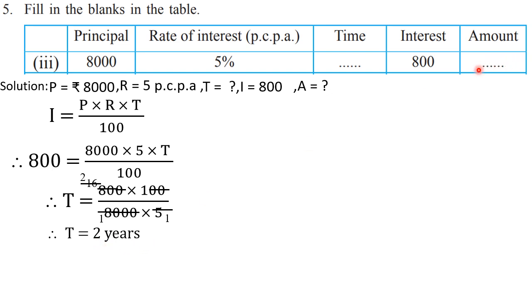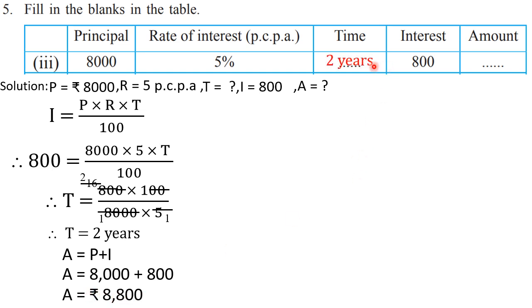Now, what we have to find? We have to find the amount. So, amount is equal to P plus I. So, A is equal to P, which is how much? 8,000 plus, and interest is 800. So, 8,000 plus 800, it will be amount is equal to 8,800 rupees. So, time is 2 years and amount is 8,800 rupees.